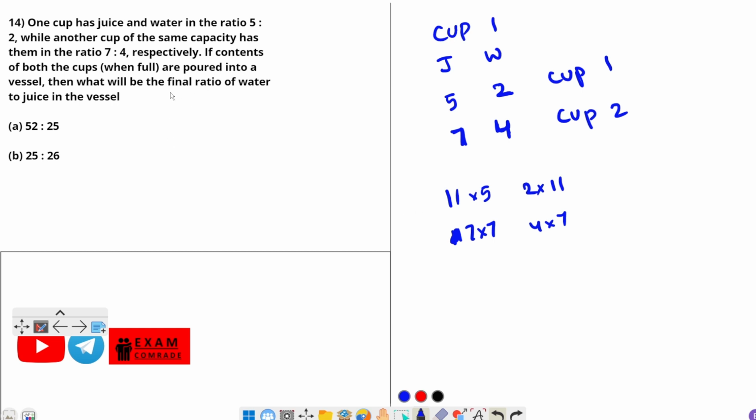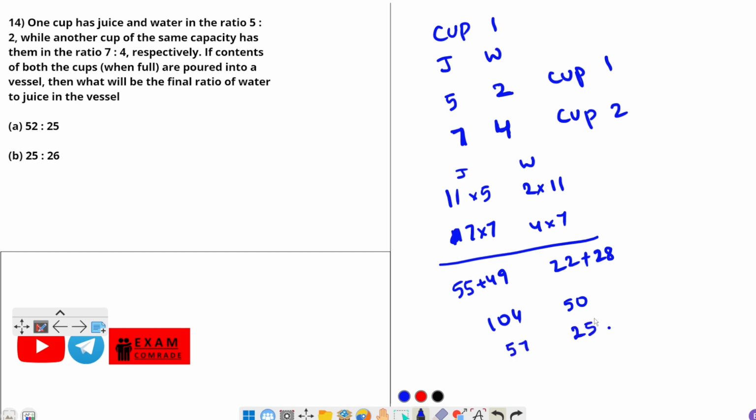Now we can go further. If the contents of both the cups are poured into the vessel, what will be the final ratio of water and juice? This is juice, this is water, right? I can take nothing as common, so 55 plus 49, 22 plus 28, that is 50. 9 plus 5, 14, 1 carry, 104 by 50. So I can write it as 57 by 25.